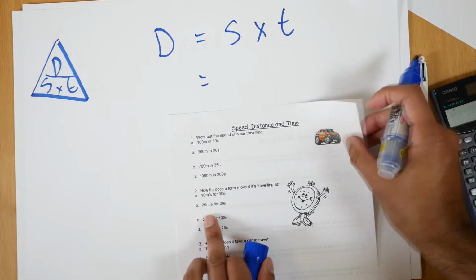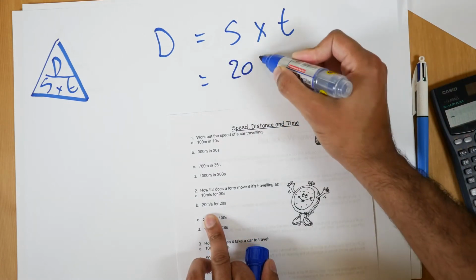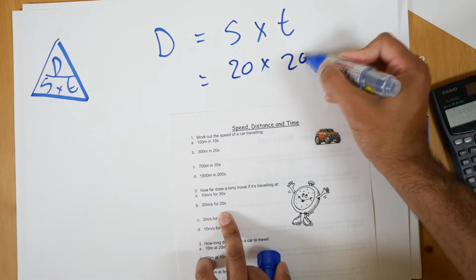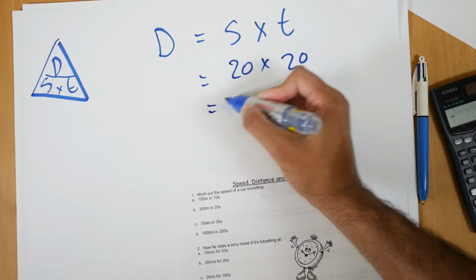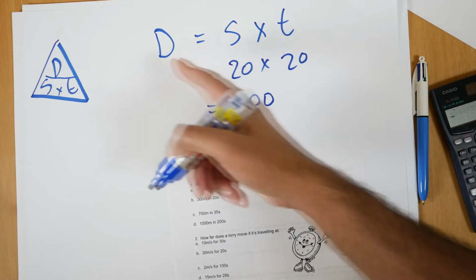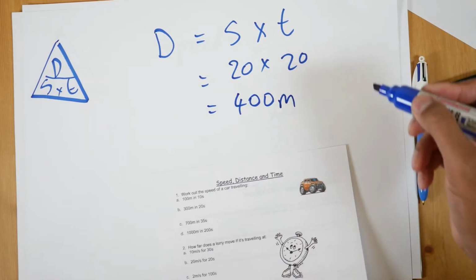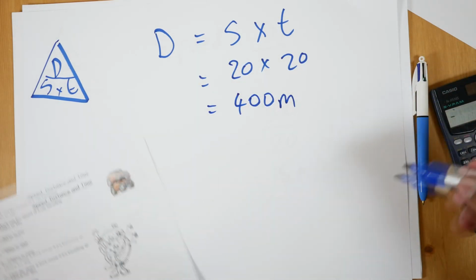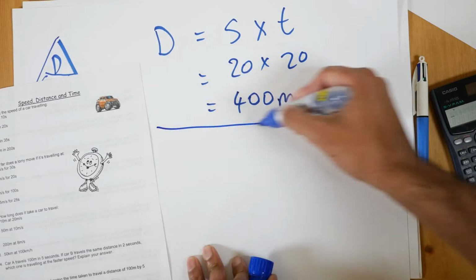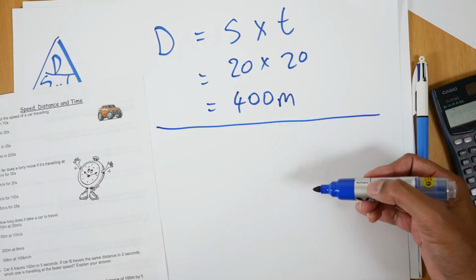Let's have a look at the speed, which is 20 times 20 seconds. Now that's going to give us 400. And because it's a distance, it's going to be in meters. Now that's a particularly easy question. And luckily, I've got space down here for another question, something slightly more tricky.